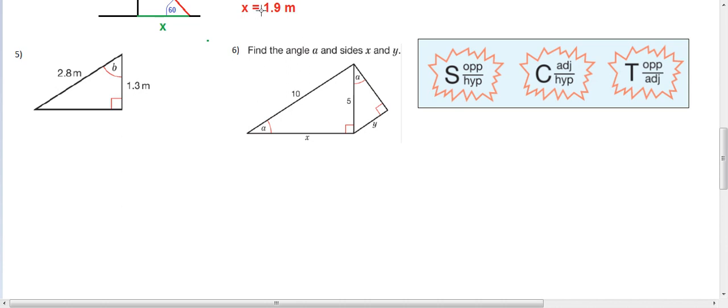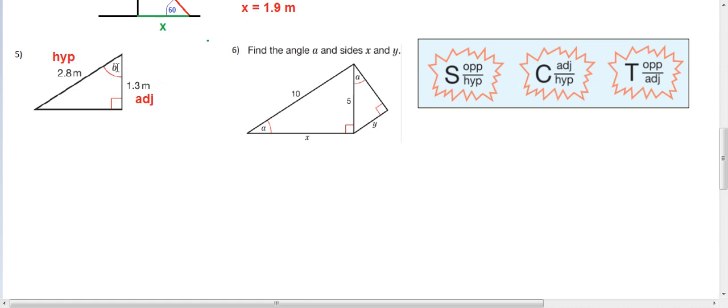Okay, so as you can see, B is touching 1.3. It means that this is the adjacent side. And 2.8 is the side which is not touching the 90 degrees angle, so this is the hypotenuse, right? So we have an angle, adjacent, and hypotenuse.